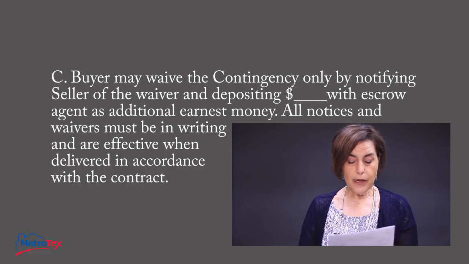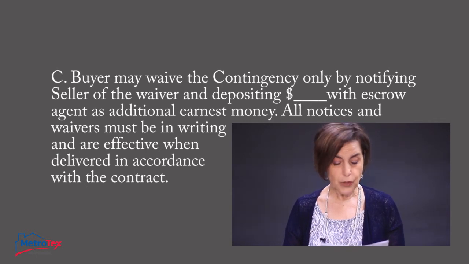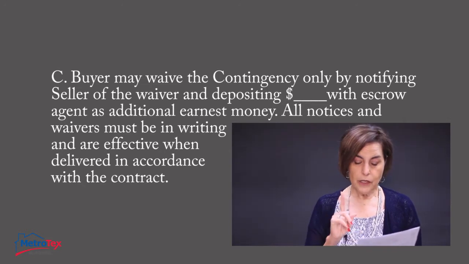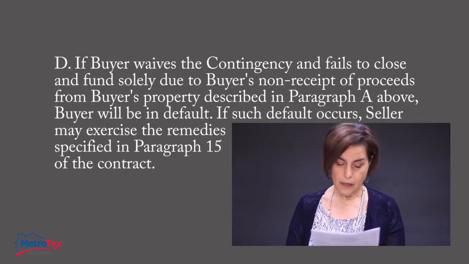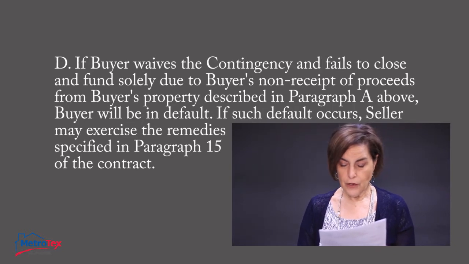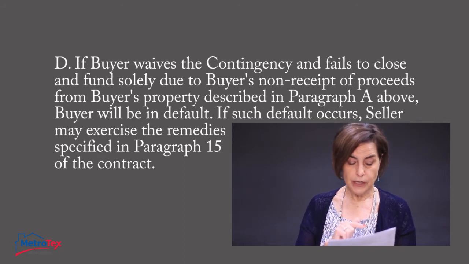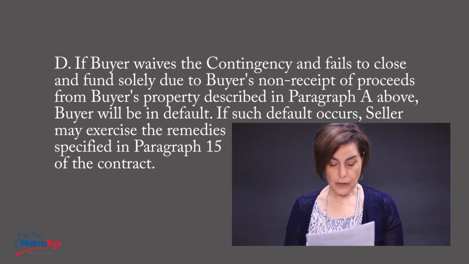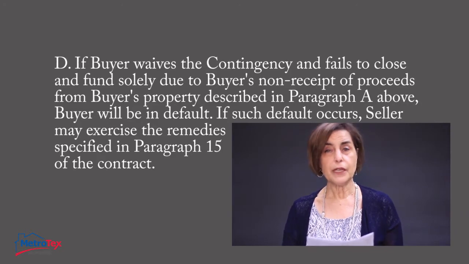C, buyer may waive the contingency only by notifying the seller of the waiver and depositing blank more dollars with the escrow agent as additional earnest money. All notices must be in writing and are effective when delivered in accordance with the contract. D, if the buyer waives the contingency and fails to close and fund solely due to the buyer's non-receipt of the proceeds from the buyer's sale of property described in paragraph A, buyer will be in default. If such default occurs, seller may exercise the remedies in paragraph 15 of the contract.